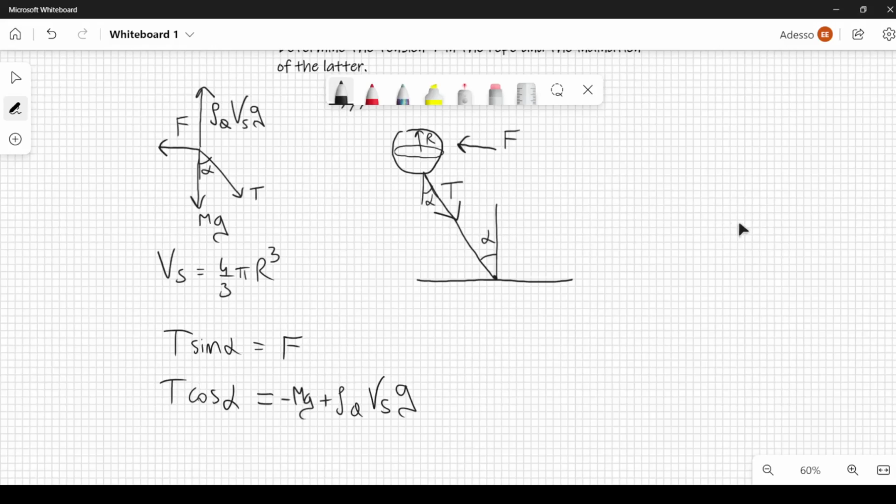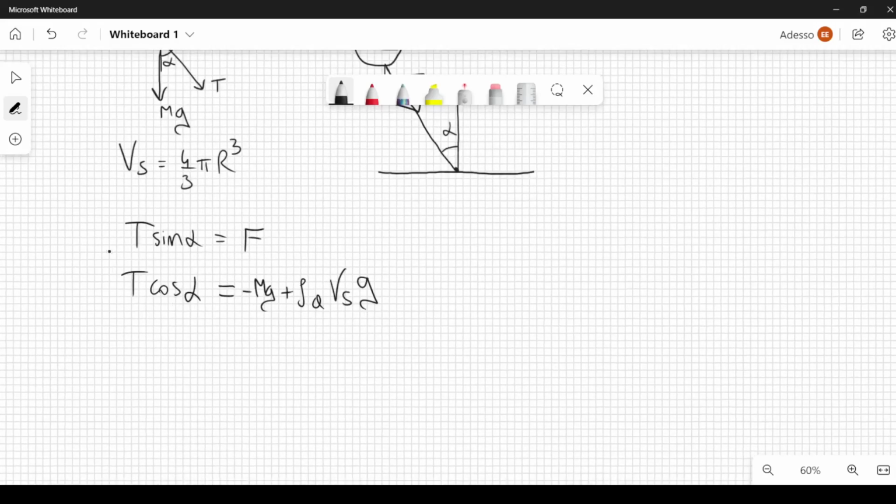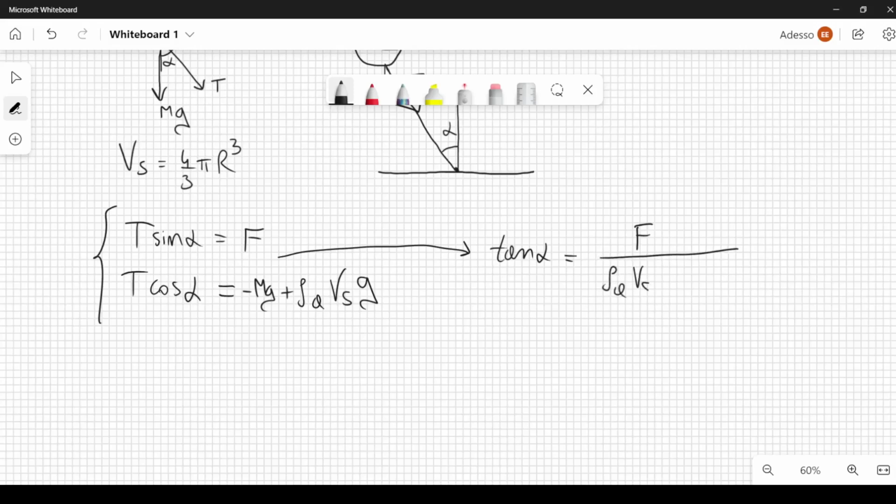And now it's very easy to solve this problem because we have two equations. So for example, if we want to find the tangent of alpha, we can divide the first equation by the second, term by term. So we divide this by this, and of course the result will be equal to this divided by this. So the tangent of alpha will be equal to F divided by rho A Vs g minus mg.